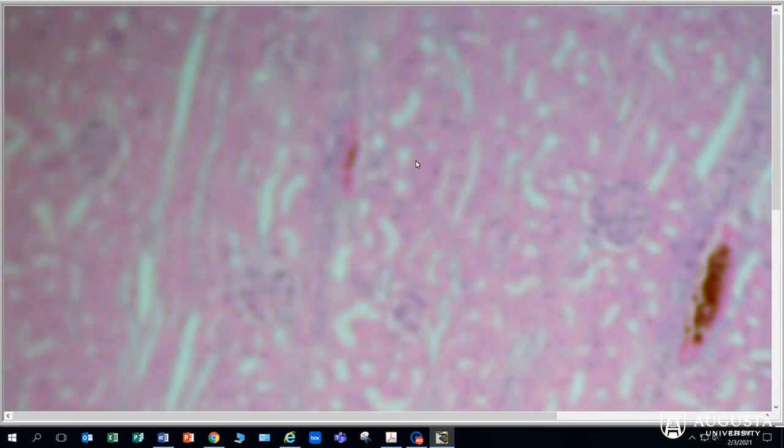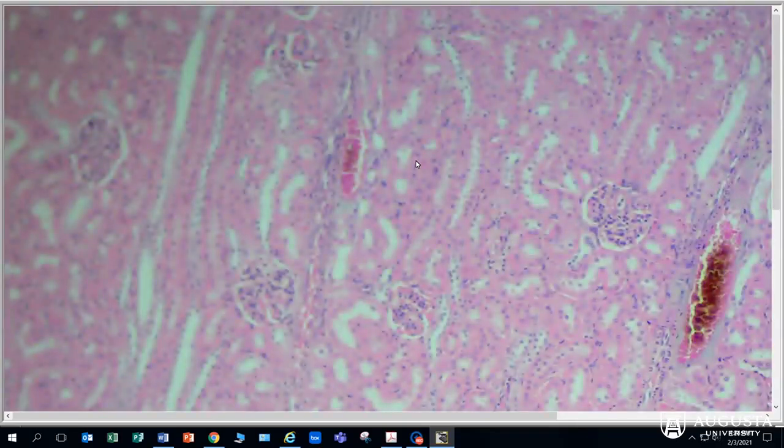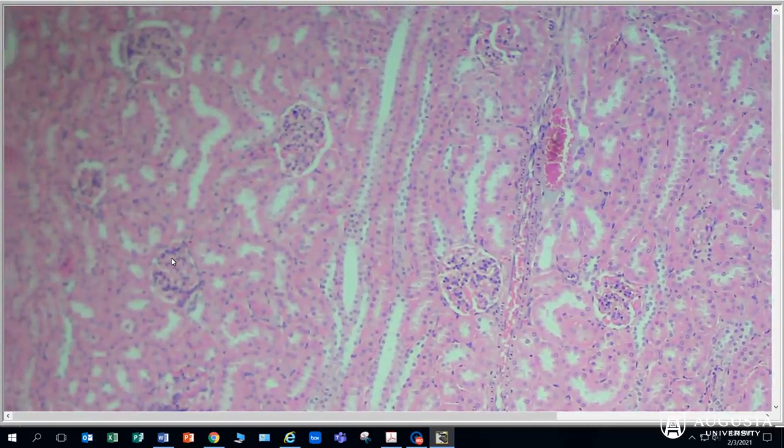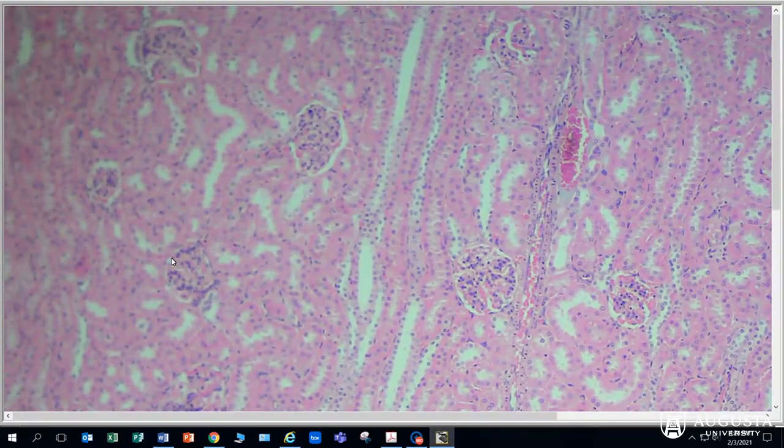So I moved from the 4x objective to the 10x objective. Focus. And now I want to focus, instead of the glomerulus, on these other structures in the kidney. So let us look right here toward the middle.